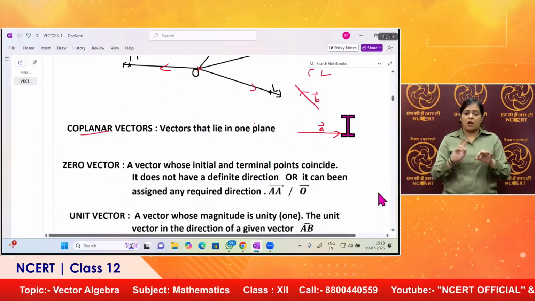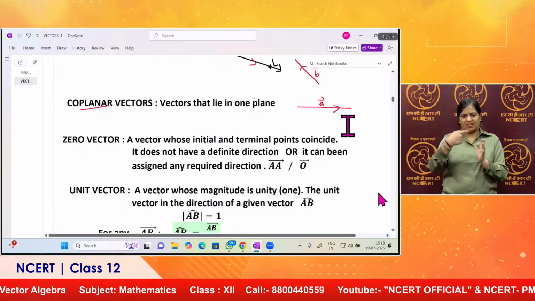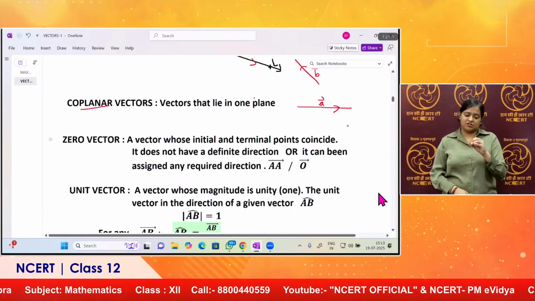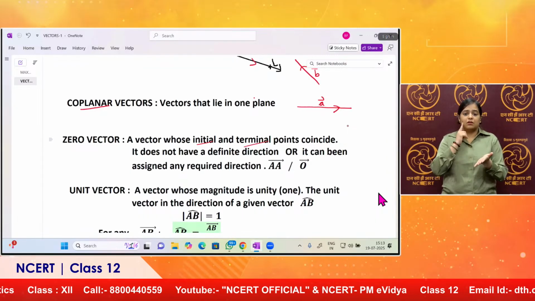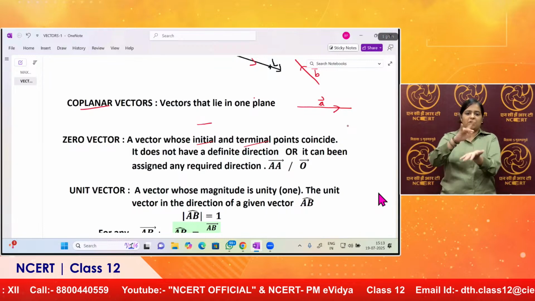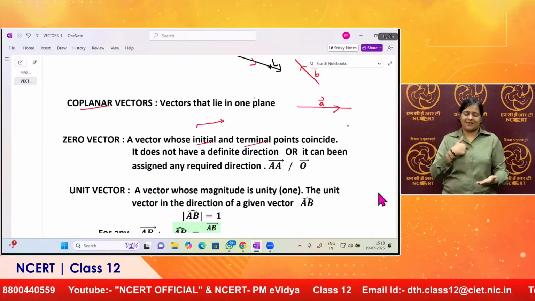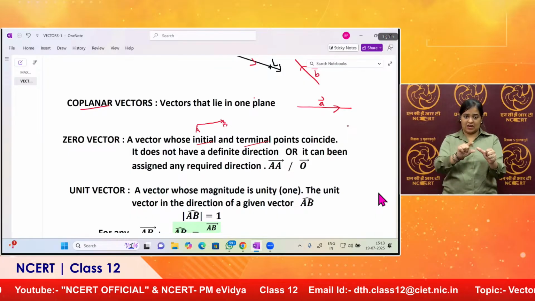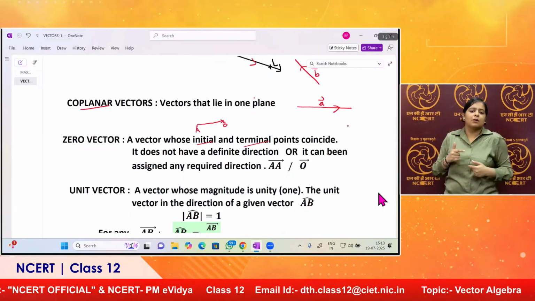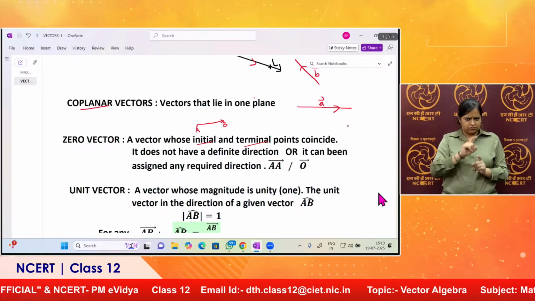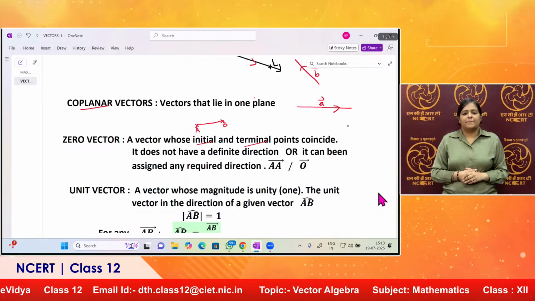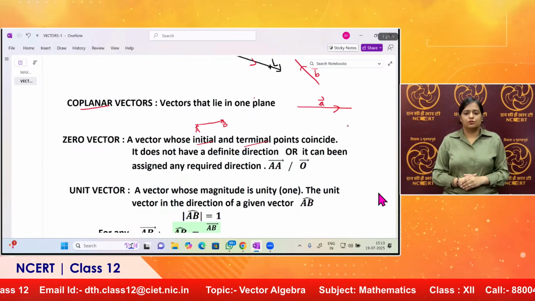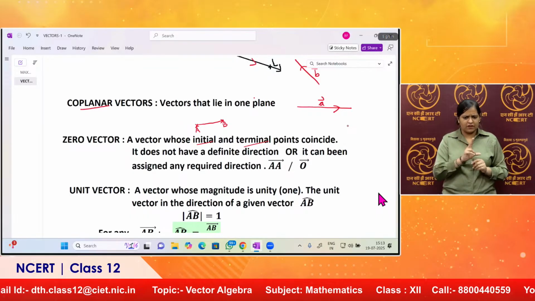Now we have another quantity that is known as zero vector. What is the meaning of this word zero? Zero means the initial and the terminal point coincide. See, I move in this direction, I reach this point. So this is point A and that's point B. So I traveled a certain distance. And I have been displaced from this point A. The point A from where I started has been displaced. I reached this point B. So here the distance and the displacement are the same thing.